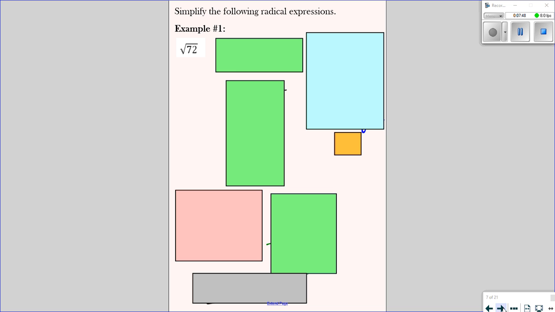Let's go on to our first example. So they want us to simplify the following radical expressions. So the first one, what is the square root of 72? Yeah, you can plug it into your calculator and get an approximation, but we're not looking for that. We're looking for the simplest radical form.